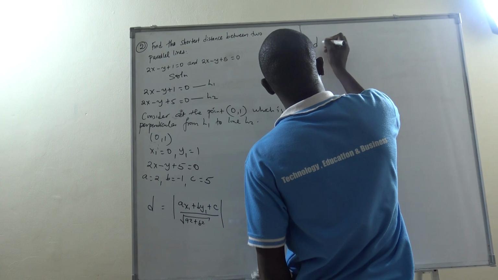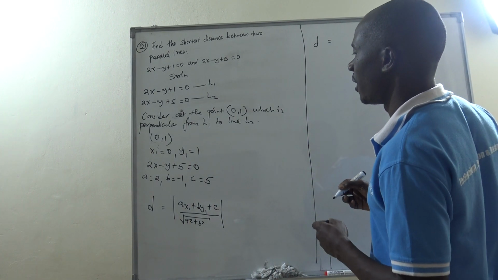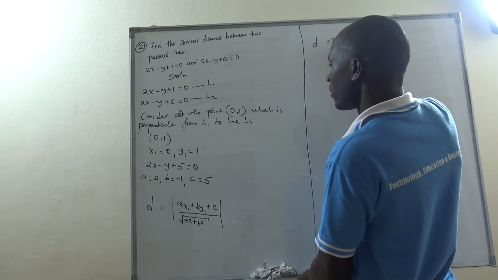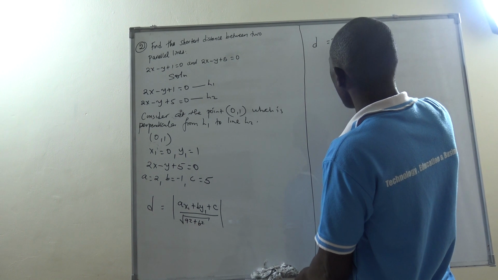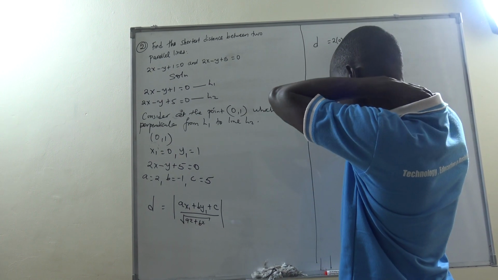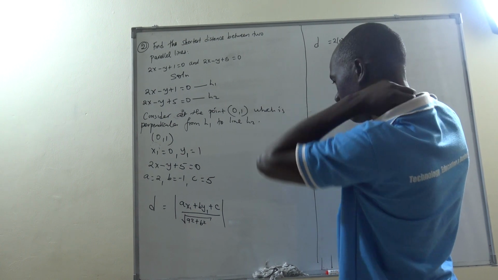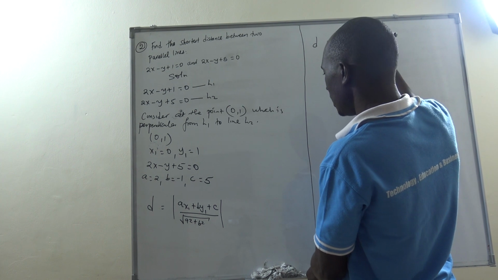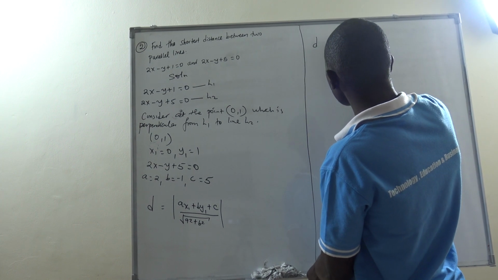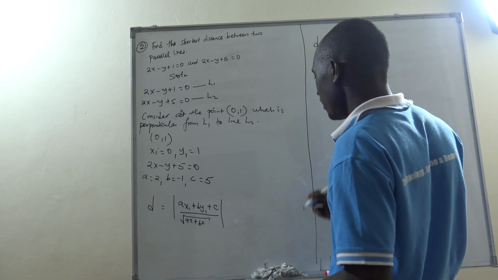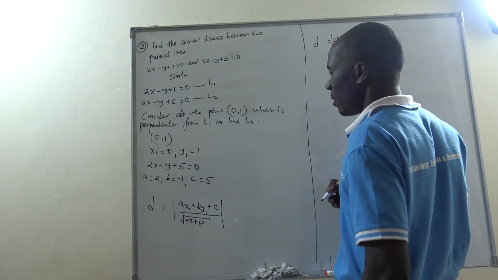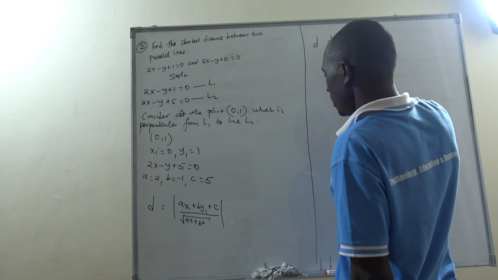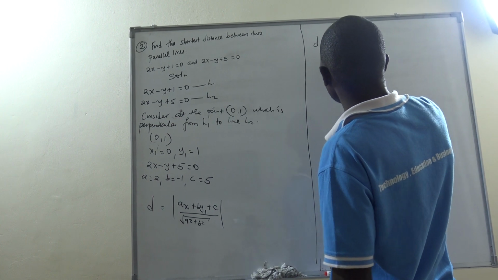So can we substitute in? What is our d? D will become, what is our a? Our a is already 2, into, what is our x1? Our x1 is 0, plus, what is our b? Our b is already -1, into, what is our y1? Our y1 is 1, plus, what is our c? Our c is 5, all over the root of, what is our a? A is already 2 squared plus -1 squared, still under magnitude.